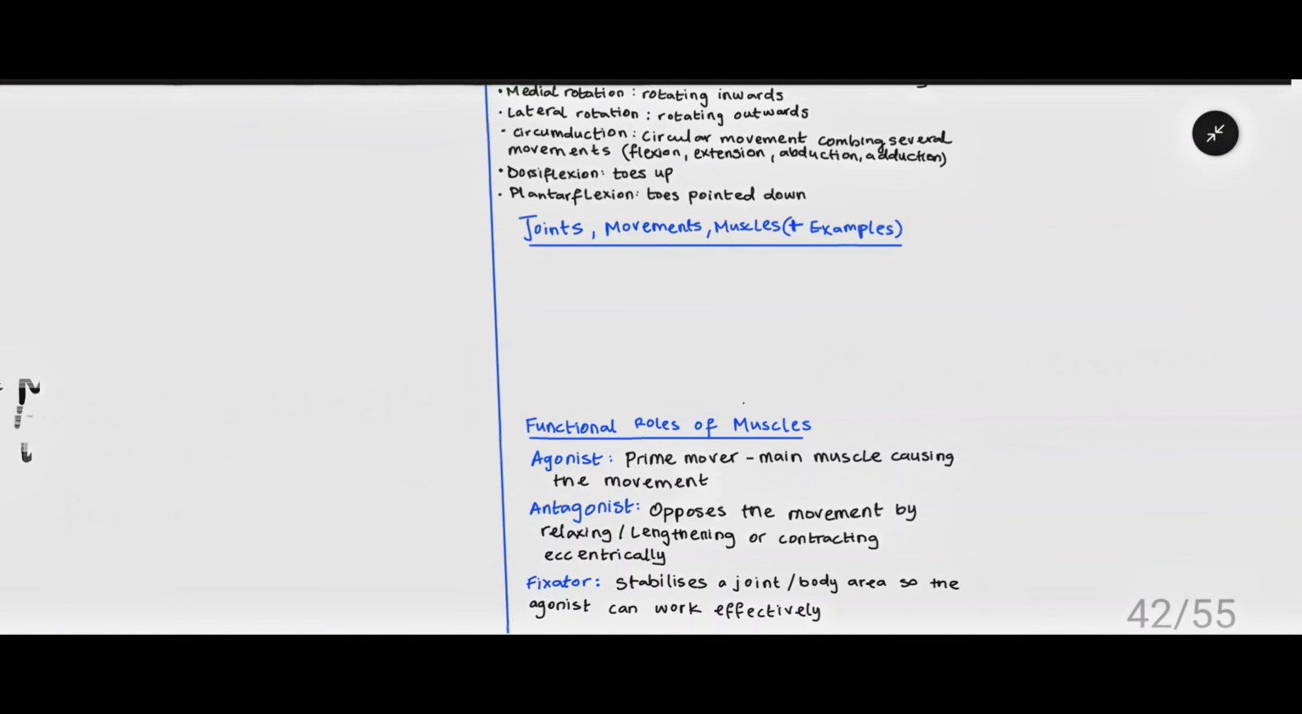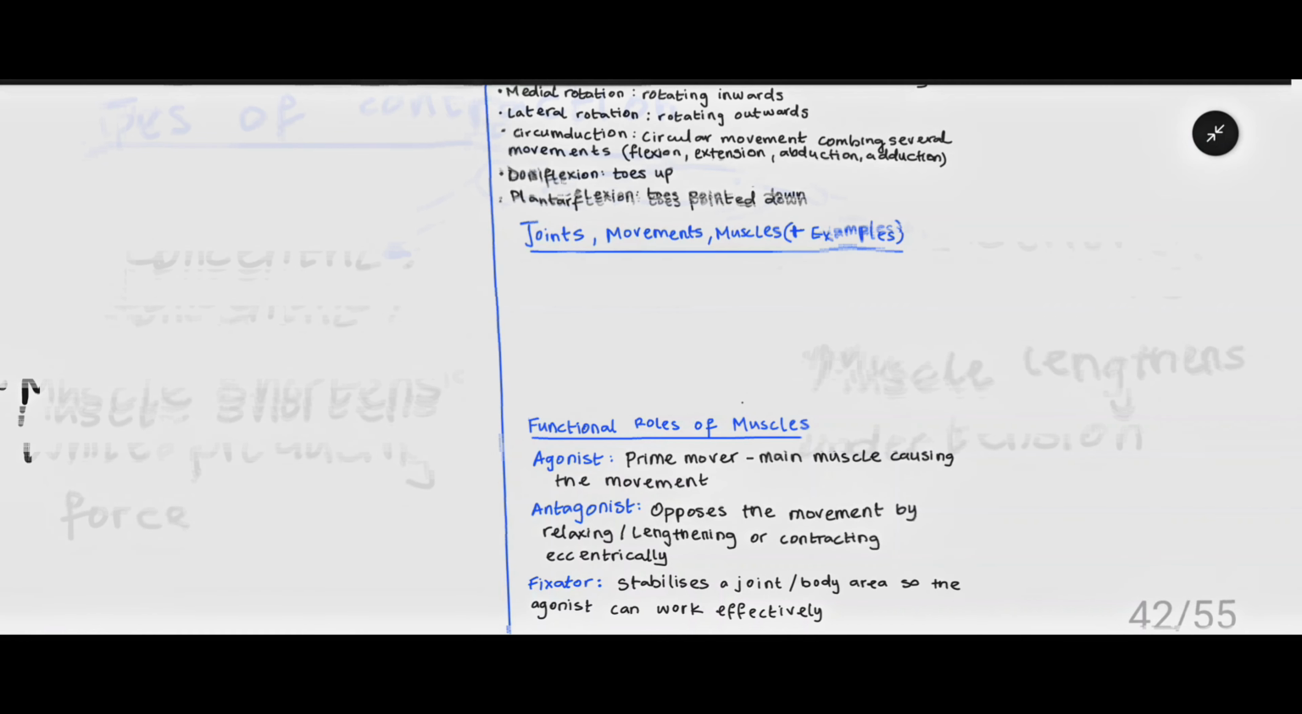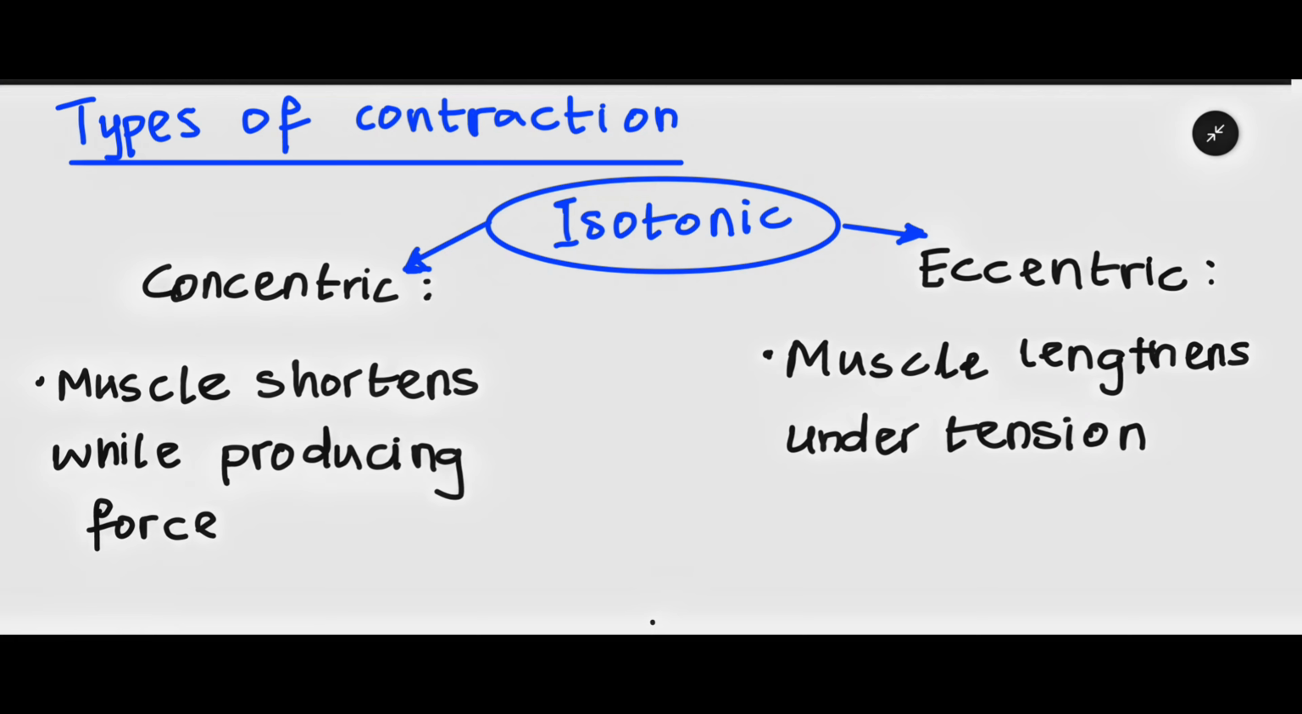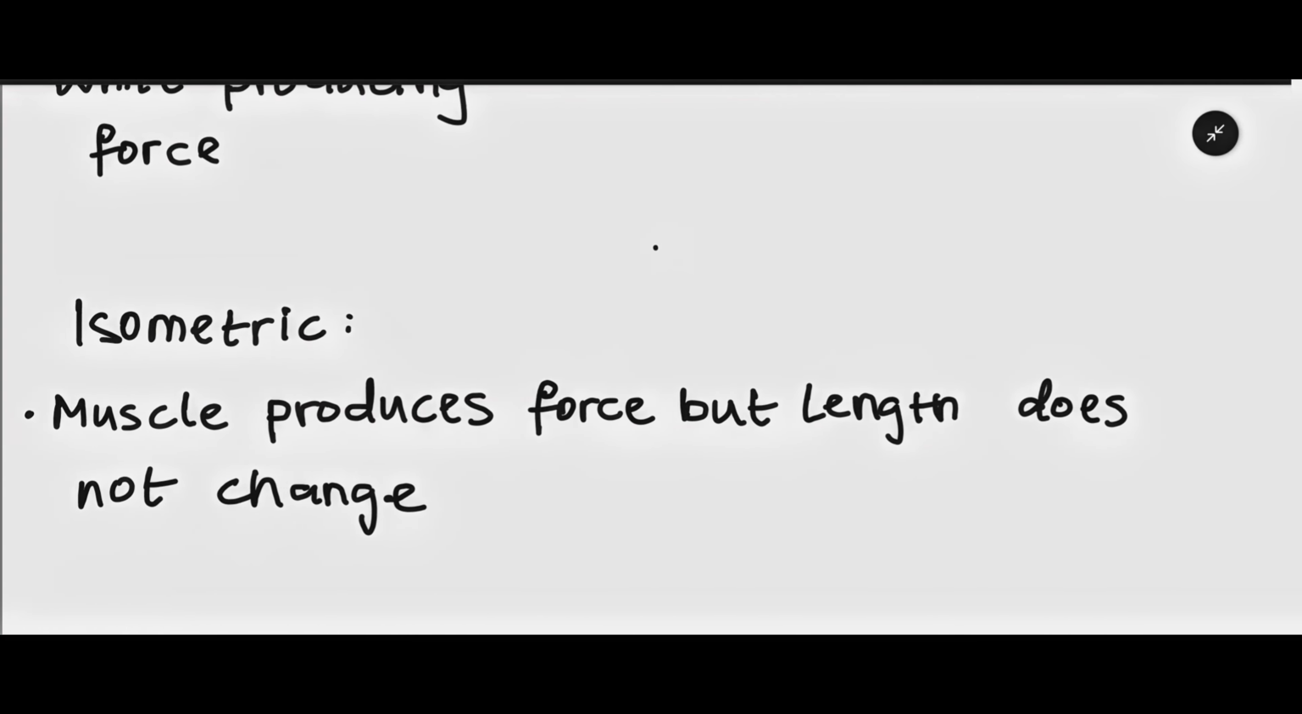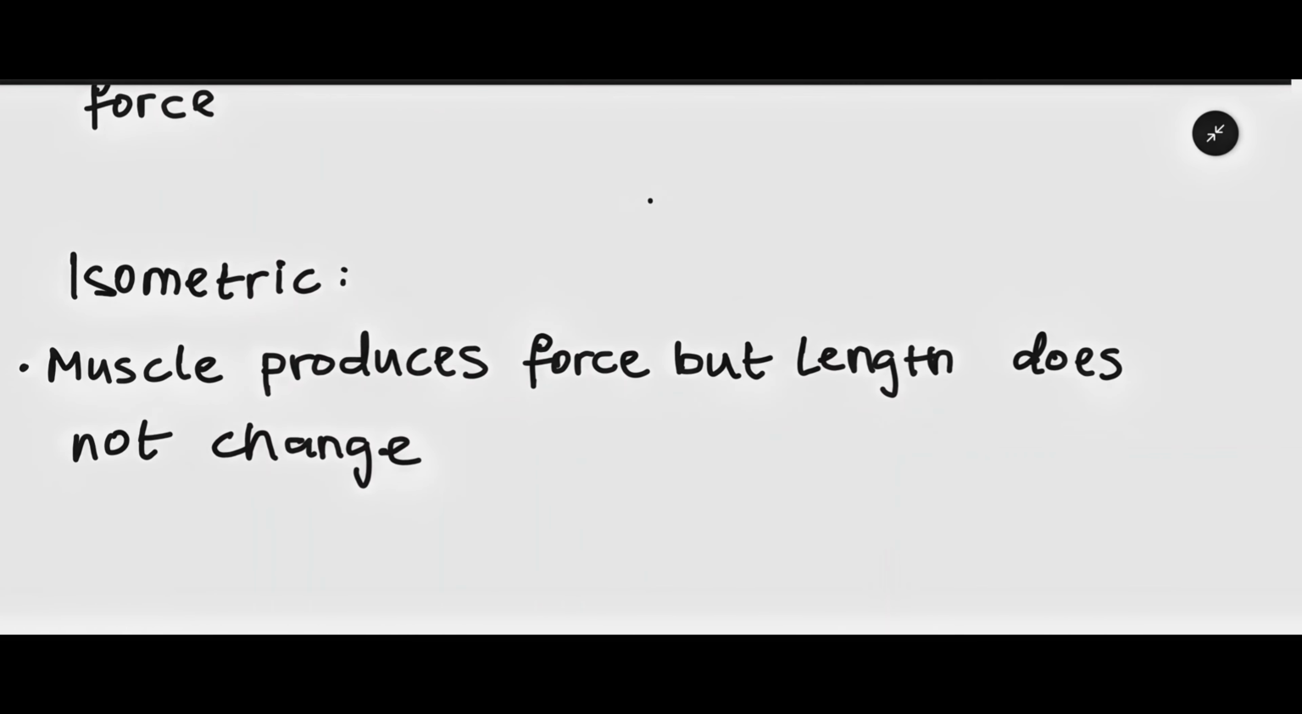So let's carry on. There are three types of contractions you need to know. The first two are types of isotonic contractions. We have concentric and eccentric. Concentric basically means the muscle shortens, and eccentric basically means the muscle lengthens. Isotonic as a whole just means that the muscle is changing length while producing force. And the third type of contraction is isometric contraction. This is where the muscle produces force but the length stays the same.